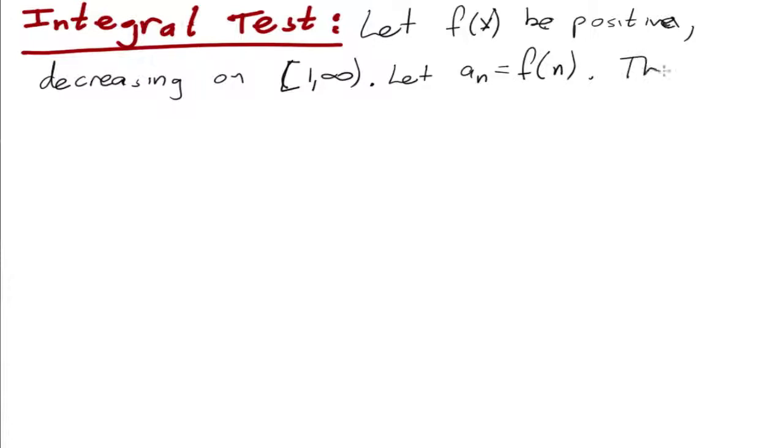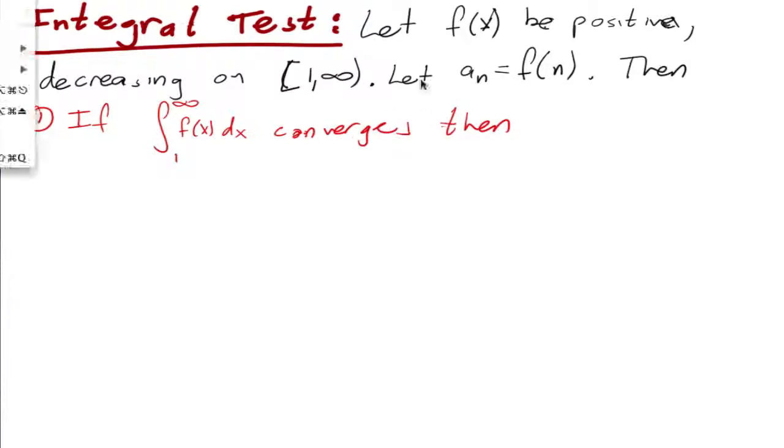Okay, so then you have two cases, and they're basically the two that we just showed. If the integral from 1 to infinity of f of x dx converges, then what can you say about the series? The series n equals 1 to infinity of a sub n also converges.